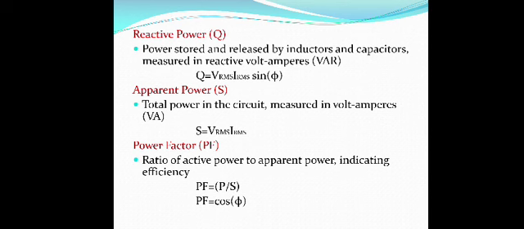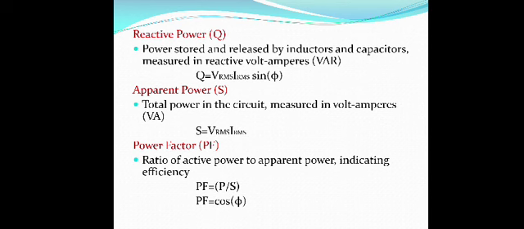Next, coming to apparent power. The apparent power is the total power in the circuit. That is the vector combination of the real and reactive power, which gives the apparent power, and it is measured in volt amperes, VA. The formula for the apparent power is S is equal to VRMS into IRMS.